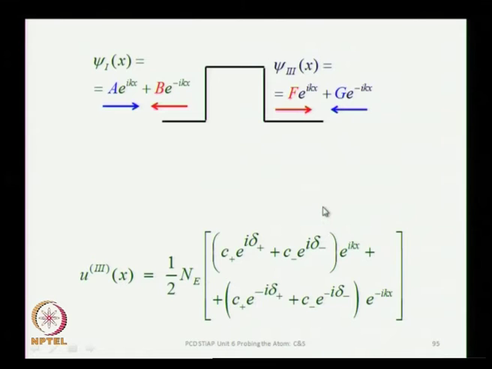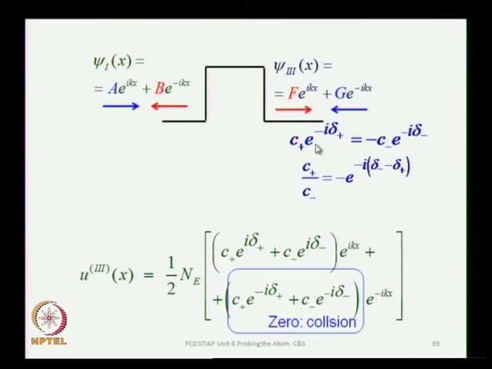So, let us write this out. This is the box which goes to 0 in the collision experiment. So, c plus e to the minus i delta plus is equal to minus c minus e to the minus i delta minus. This is what you get for the ratio of the coefficient c plus to c minus. This is essentially one phase shift with reference to the other, the phase shift difference. So, you get this coefficient in terms of this difference for G equal to 0 for collision.